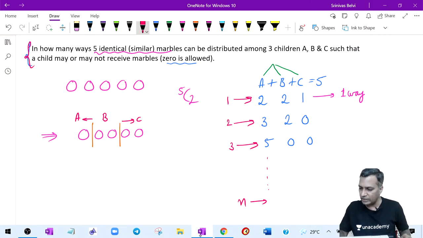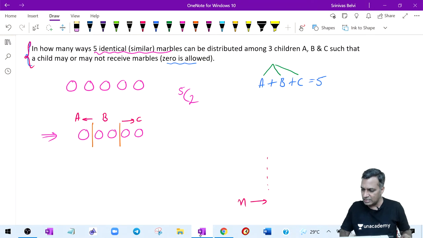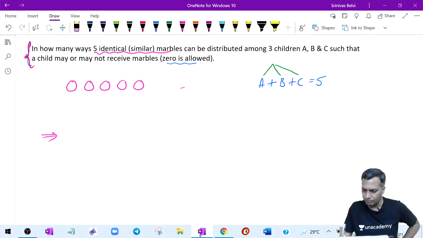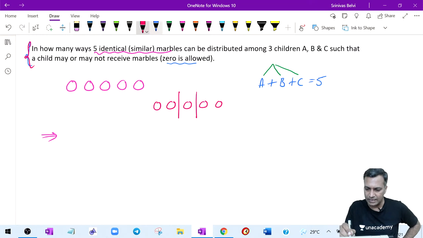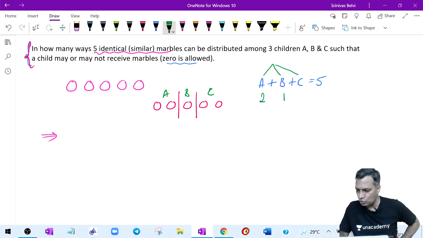And hence, if I want to rewrite this, if you arrange these marbles like this, five marbles, let me write it once again here. So if I just put these five marbles out here, and if I put the lines here, what is the meaning? Meaning is A gets these marbles, B gets these marbles, and C gets these marbles. In the sense, you are saying that 2, 1, 2.